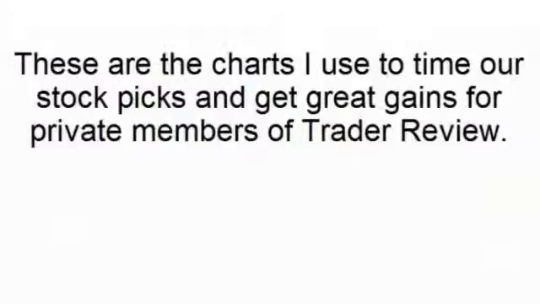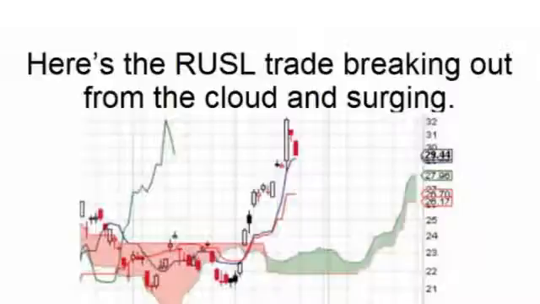These are the charts I use to time our stock picks and get great gains for private members of Trader Review. These are called cloud charts. And here's the Russell, which is the 3 times bullish Russia index, breaking out from the cloud and surging. This moved up about 15 to 20% from the time it was recommended a few weeks ago.